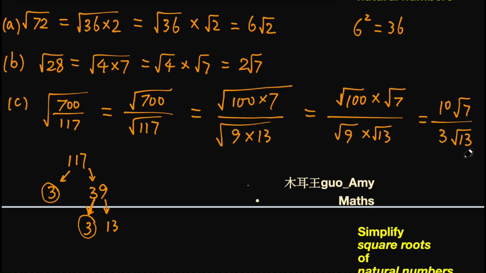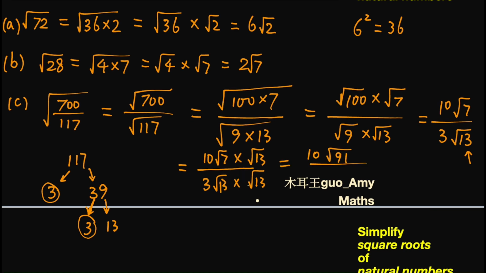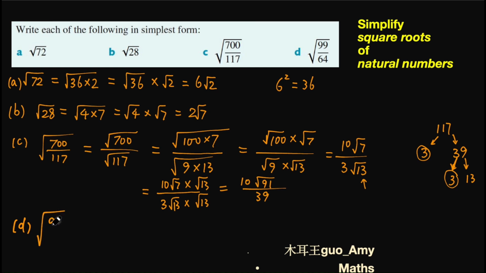And now the denominator has a square root, so we can multiply by root 13 for both numerator and denominator. Then the result will be 10 root 91 over 39. Finally, let's look at part D.